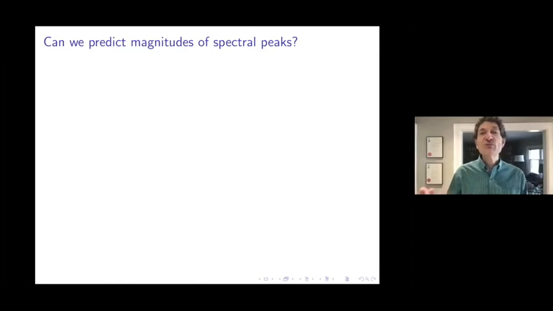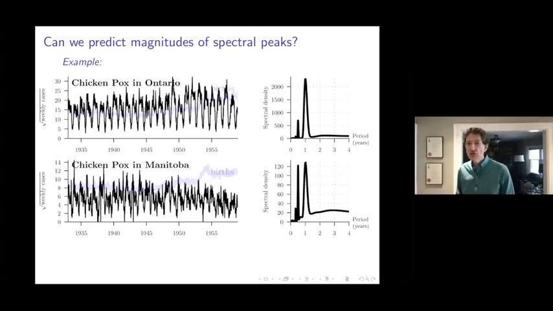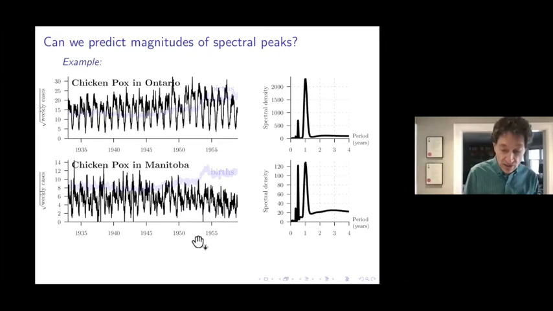So can we predict the magnitudes of the spectral peaks, not just what periods they occur at, but how large they are? And to see that there's an issue here, I am showing you examples of weekly case reports of chickenpox in Ontario versus Manitoba, 2 Canadian provinces. And at a glance, these time series look extremely similar. They both have strong spectral peaks at 1 year, but there's another spectral peak, and the relative magnitude there is very different for these two diseases.